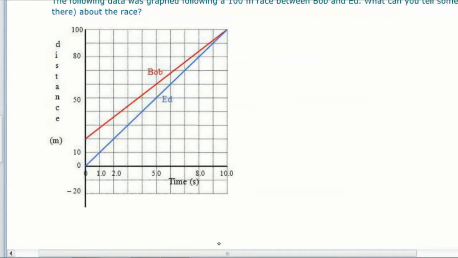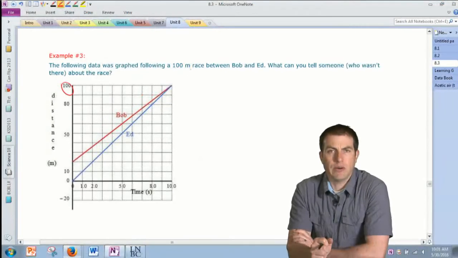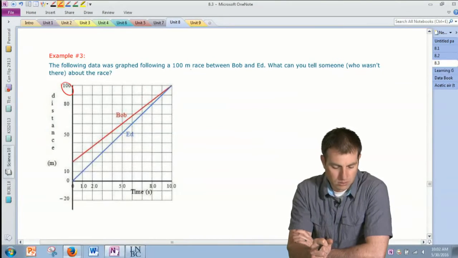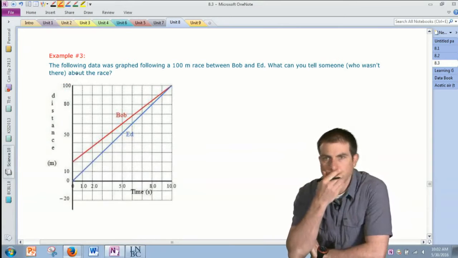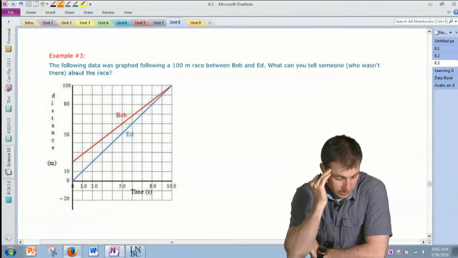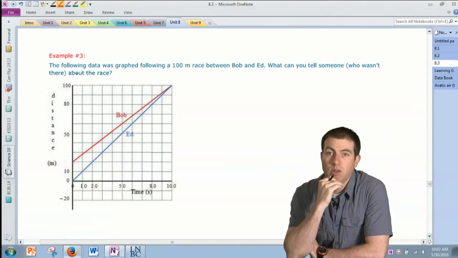So, first of all, maybe let's go with who won the race. Who won, Bob or Ed? It was a 100-meter race. Here's 100 meters up at the top. Who won that race? Bob or Ed? Any ideas? Ed catches up to Bob. Ed did catch up. Ed won the race.